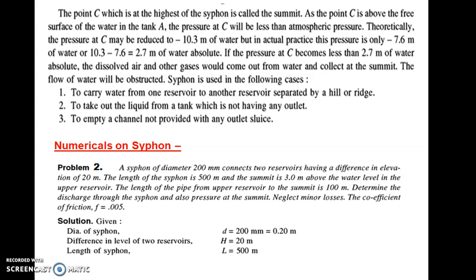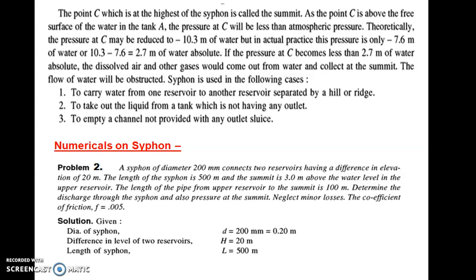A siphon of diameter 200 mm connects two reservoirs having a difference in elevation of 20 meter. The length of the siphon is 500 meter. The summit is 3 meter above the water level in the upper reservoir. The length of pipe from the upper reservoir to the summit is 100 meter. Determine the discharge through the siphon and also the pressure at the summit. So we have to calculate pressure. I have already told you that you have to use Bernoulli's equation, first across the two points A and B, and then across points A and C. And neglect minor losses. It is given that you have to neglect the minor losses.